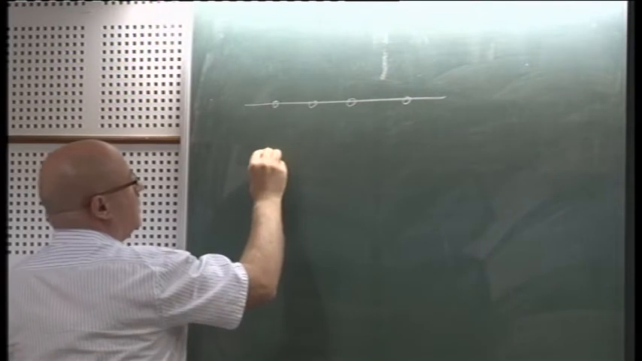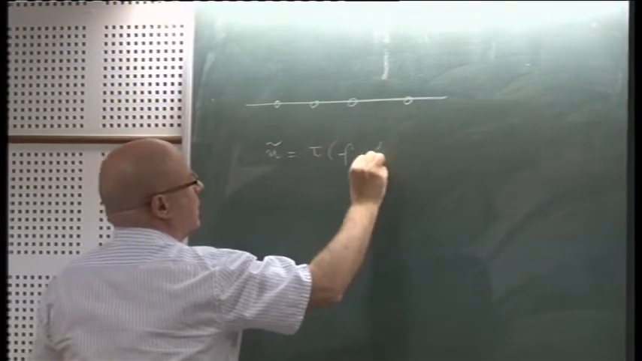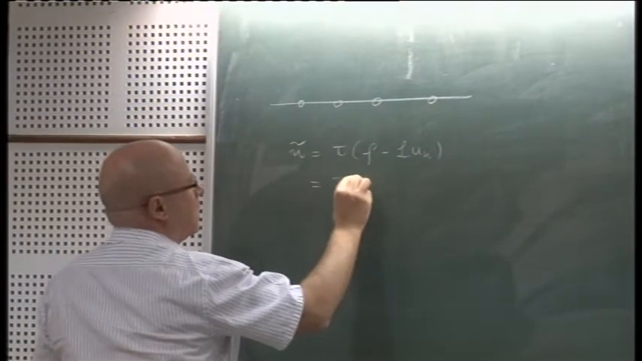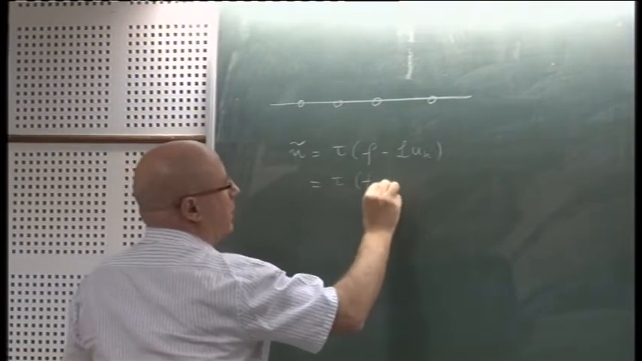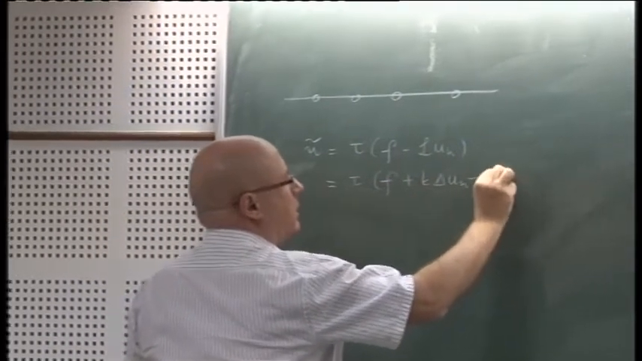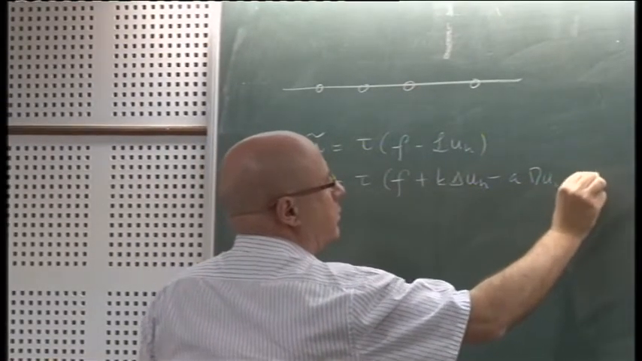we have said that U tilde is equal to tau times F minus L of UH. And this is equal to tau times F plus K Laplacian of UH minus A gradient of UH minus S UH.